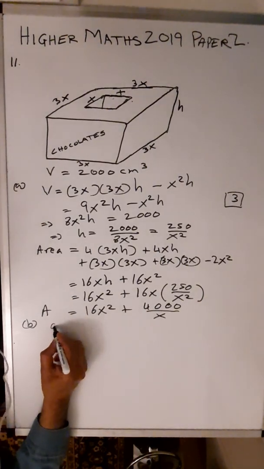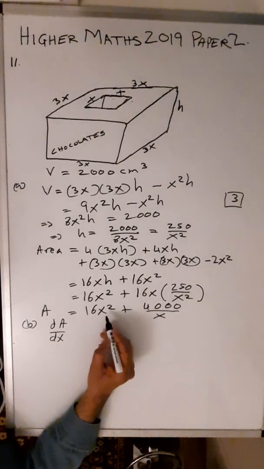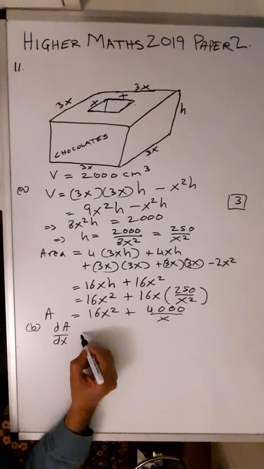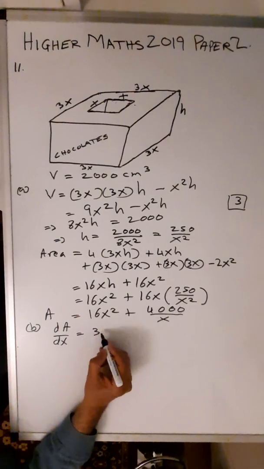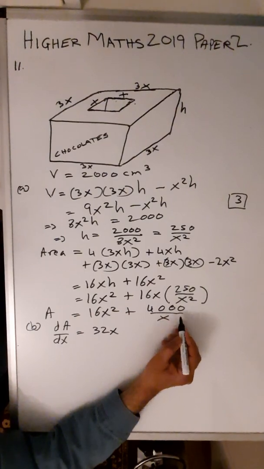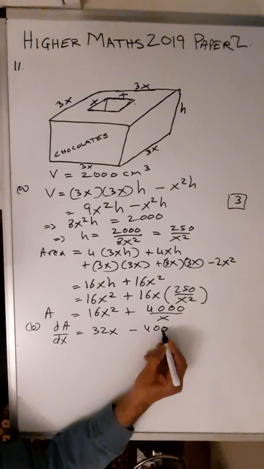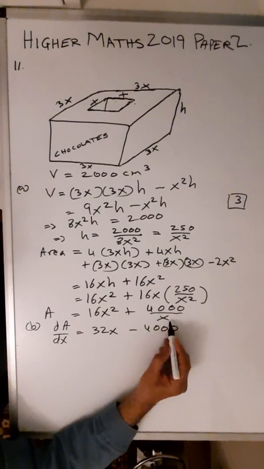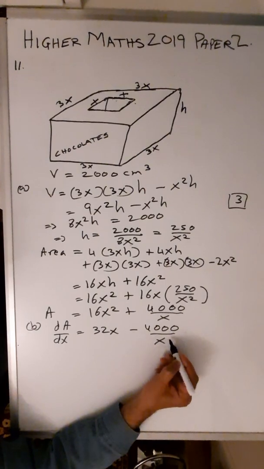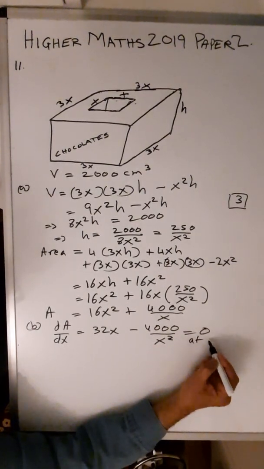So differentiating this, dA by dx, you've got this area here. You bring that to the front, is equal to 32x. This is x to the minus 1. So you bring that to the front, so that gives you minus 4,000. And you take 1 off the index, so that becomes x to the minus 2, which you leave in the denominator as x squared. And that is equal to 0 at minimum.